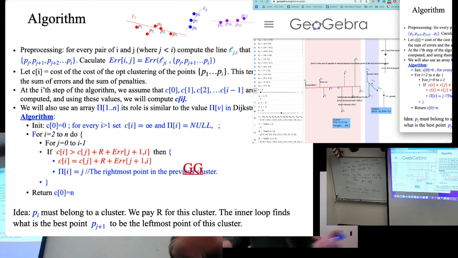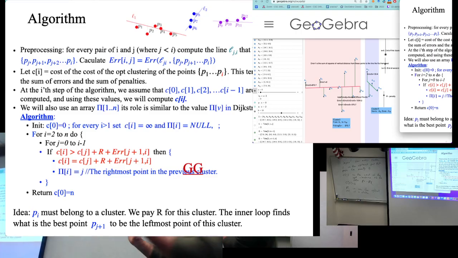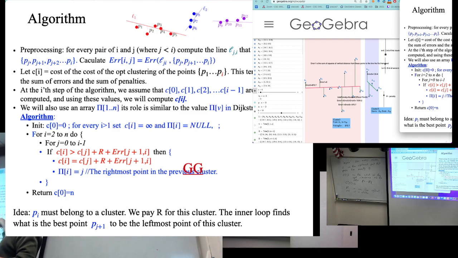Which one should I take? As usual, the smallest one. Remember, I'm not committing right now that this will be part of the optimum clustering. But what am I committing to? That if P_I is the last point of all the data points, or later P_I would be the rightmost point of one of the clusters, then C_I will know the correct value of clustering all the points from P_1 up to P_I. Okay, so this part just computes the minimum, making sure that C_I is the smallest value.